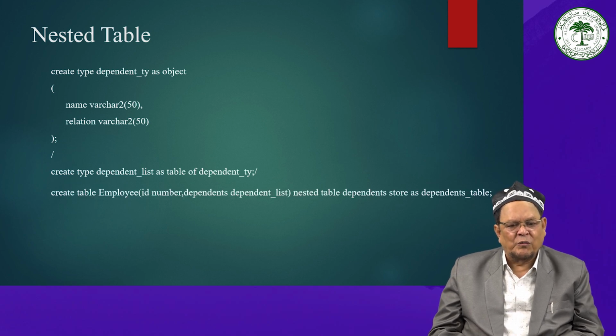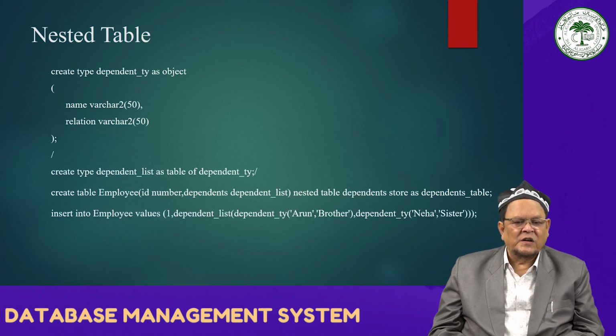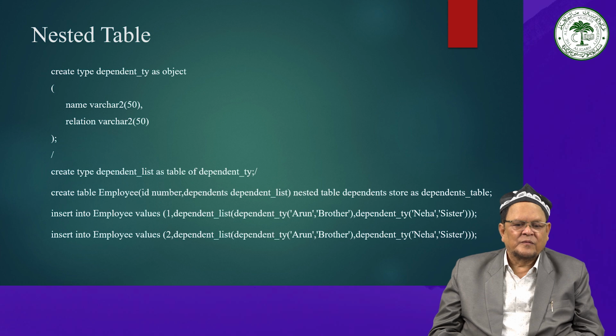Then you have to create table employee, ID number, dependent_list. Then the parenthesis should be closed. Nested table dependent_list store as dependent_table. Insert into employee values 1, dependent_list. Within parenthesis you have to write dependent_type Arun brother. Dependent data is Neha sister.